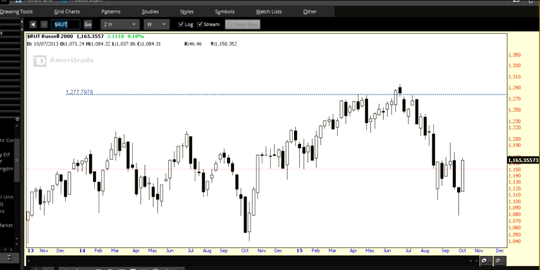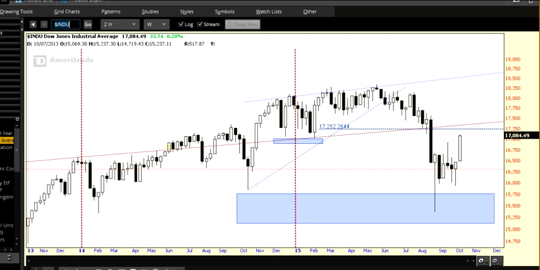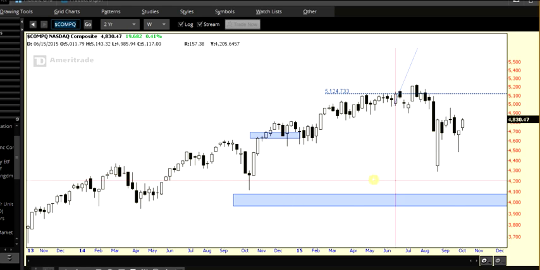But if you look at the Dow Jones Industrial Average, it did not make a lower low. And if you look at the NASDAQ, let's look at the NASDAQ Composite, it did not make a lower low. If you look at what else do we have? The Dow, I guess the S&P, that's really about it.